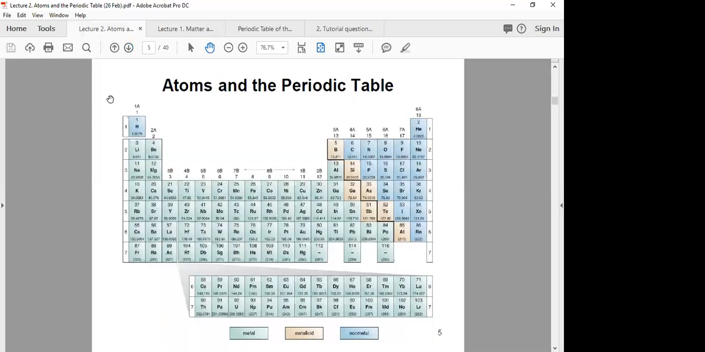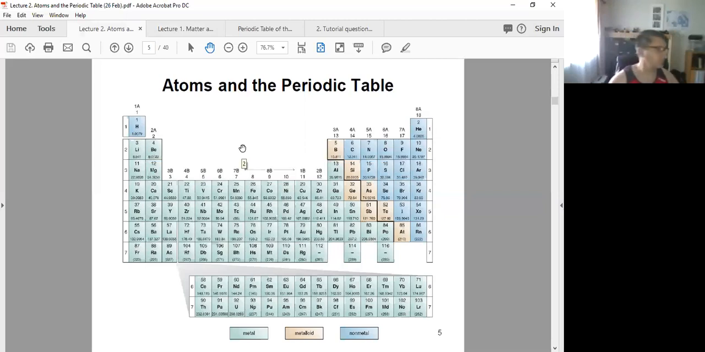Now, let's look at this version of the periodic table. This is the one that's provided in the prescribed textbook. And you can see why I don't like to use it. You've got the element symbols here, but not the element names, which makes life difficult for students that have never studied chemistry before.